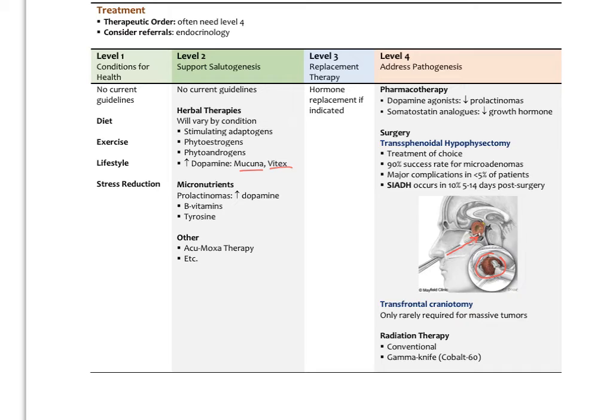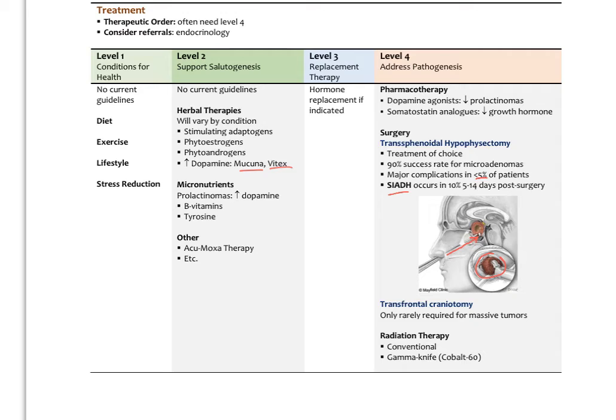It's about 90% successful for microadenomas. There are major complications in less than 5% of patients, and one of the biggest ones is SIADH that occurs within a week or two after the surgery. Usually that's temporary and that resolves with time. So that would be for the microadenomas.